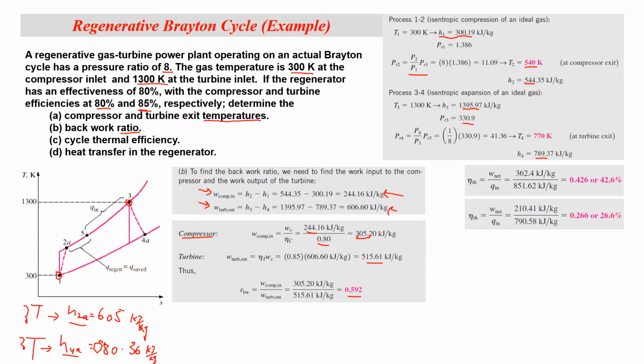Now you can see the efficiency of the cycle dropped from 42.6% to 26.6% because of the compressor and turbine efficiencies. Now let's add regeneration into it as well. So now regeneration, you can see, will be from 4A to 2A, and again the regenerator has an effectiveness of 80%, so that means that from 4A to 2A we can only utilize 80% of the temperature difference.